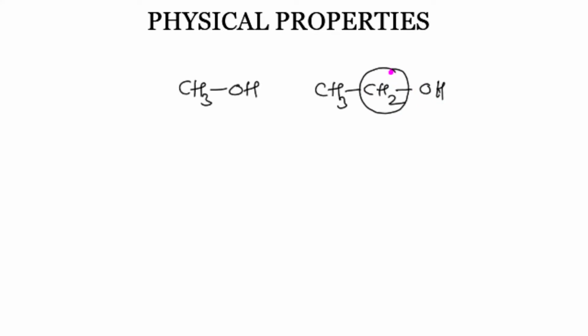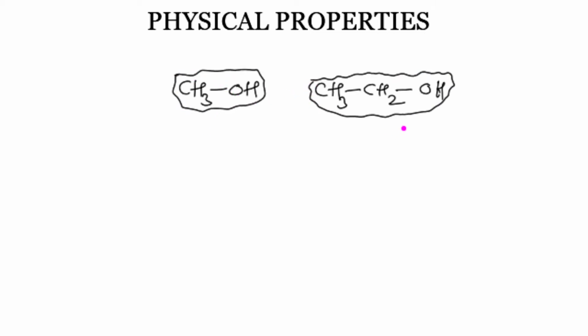As one example, I have CH3OH. This is methanol, and the boiling point of methanol is low as compared to ethanol, that is CH3CH2OH. With the introduction of the extra CH2 group, there is an increase in the boiling point. The reason behind this is that the surface area of the molecule increases as the number of carbons increases.